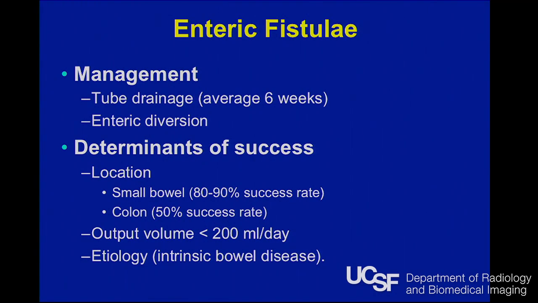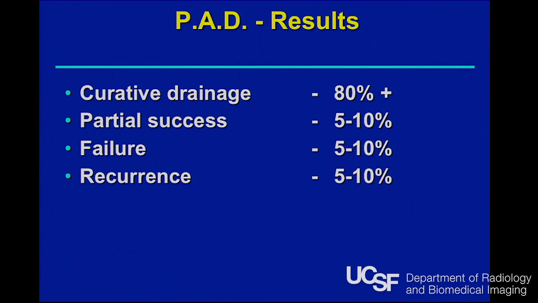So if their output is less than 200 cc's a day, that's actually a good prognostic factor for fistula healing, as well as etiologies of fistulas. So if there is no intrinsic bowel disease, those fistulas are more likely to heal than if there is radiation or inflammatory bowel disease that's involved.